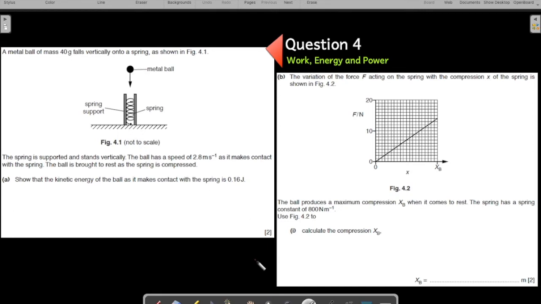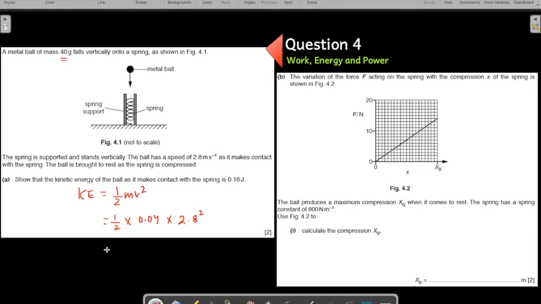Easy question, straightforward, because it is just based on the formula for the kinetic energy. What is the formula for the kinetic energy? Half mv squared. How much is the mass? Be careful, you'll have to change the grams into kilograms because kilogram is the SI unit for mass, not grams. So this becomes 0.04 kg times the velocity, which is 2.8 squared.